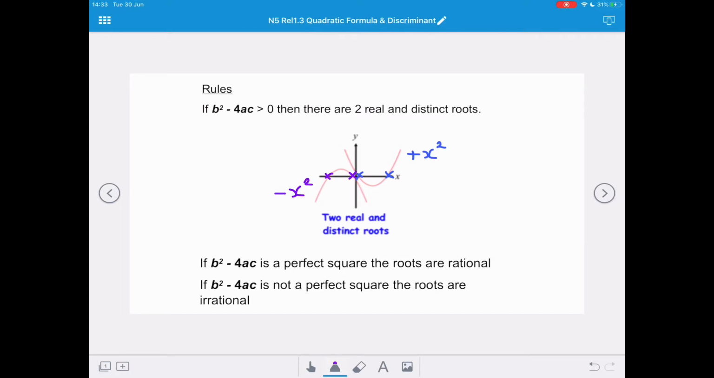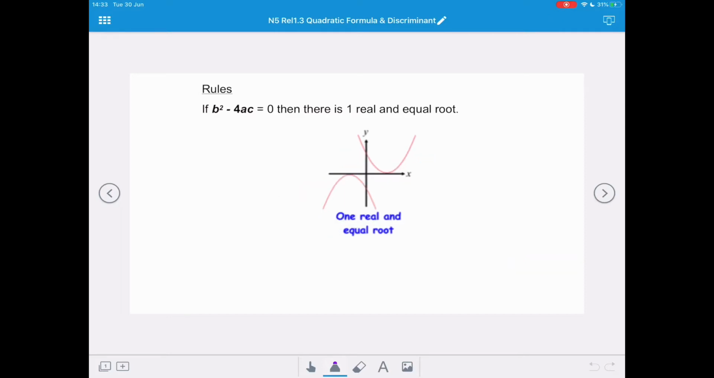If b squared minus 4ac is a perfect square, the roots are rational. So in other words, if our answer is 4, 9, 16 and so on. And if b squared minus 4ac is not a perfect square, the roots are irrational. So in other words, if we have a surd or we've rounded it to 1 or 2 decimal places during our calculation. So for example, root 5, negative root 7 and so on.